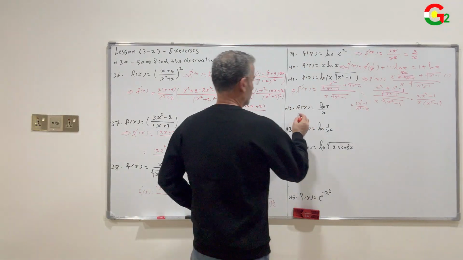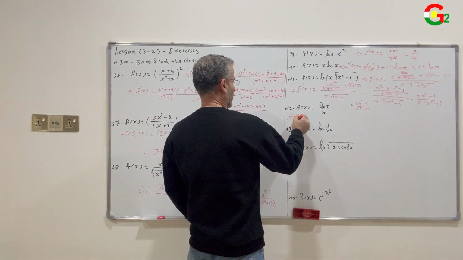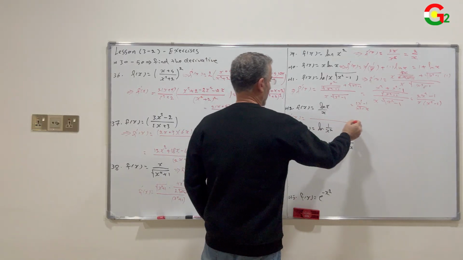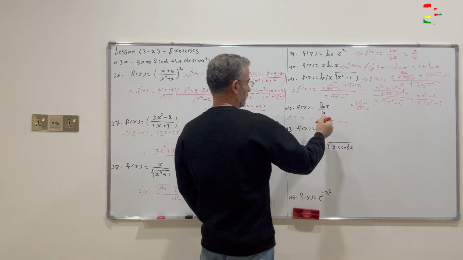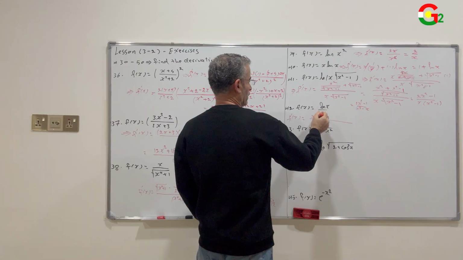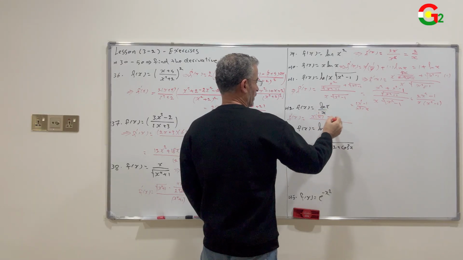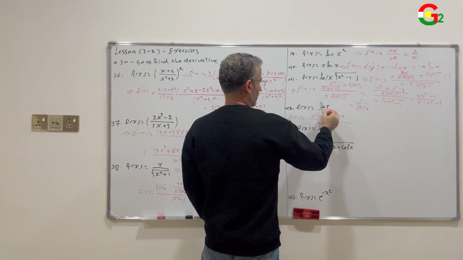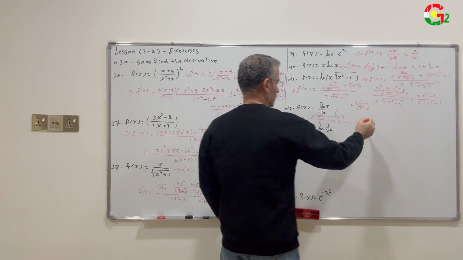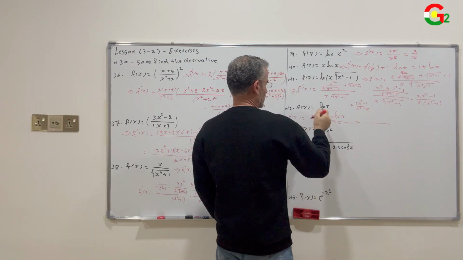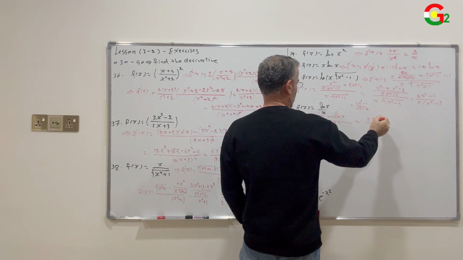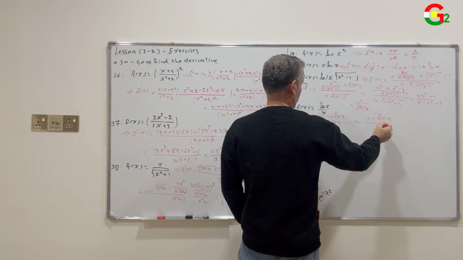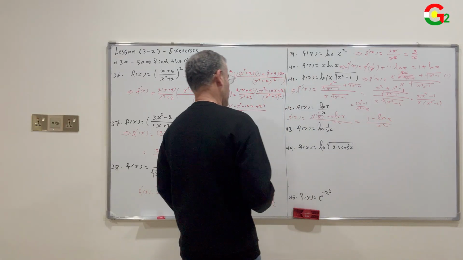Question number 42, f prime of x equals, apply the derivative of division of two functions: x times the derivative of the numerator 1 over x, minus the numerator ln x times the derivative of the denominator 1 over x squared, equals x times 1 over x, 1 minus ln x over x to the power 2.